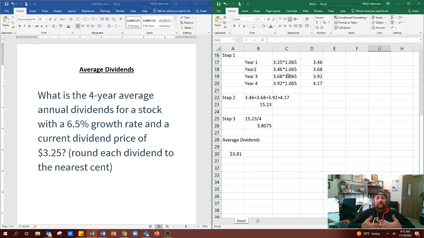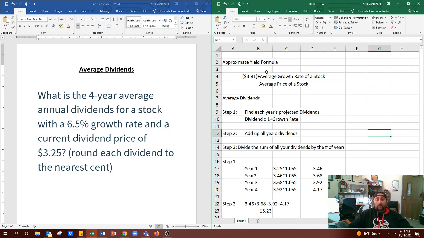Even if you knew Excel a little bit more intricately than I wanted to display in this video, you could do this in more efficient steps. But this is only one part. This is part 1 of your approximate yield formula. So please watch the other videos to know how to do the other portions of this formula regarding the average growth rate of a stock and the average price of a stock.